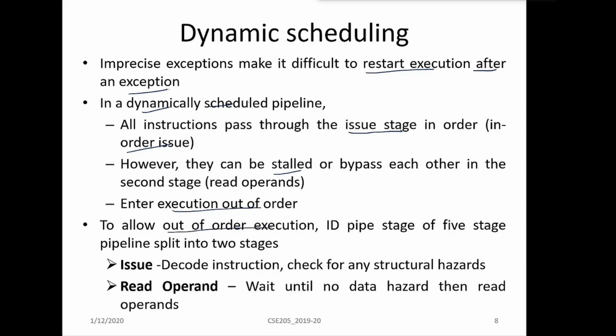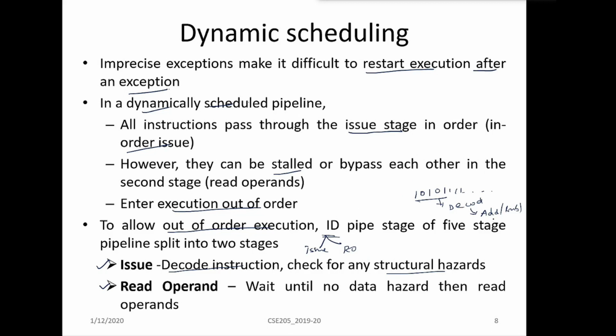Since we have out of order execution, the ID stage, the instruction decode stage, has been divided into two stages. One is issue, another one is read operand. What issue does is it decodes the instruction and checks for any structural hazard. Once it is decoded, it will get to know, because in memory it will be like 100111. It will decode and then find whether it is an add instruction, or sub, or a multiply. Got it?